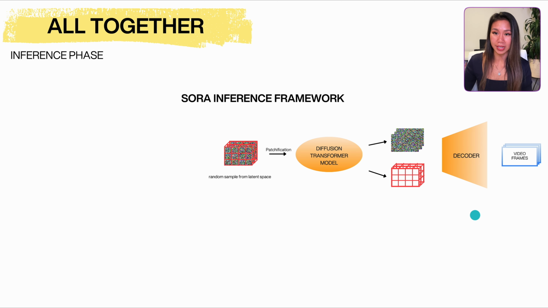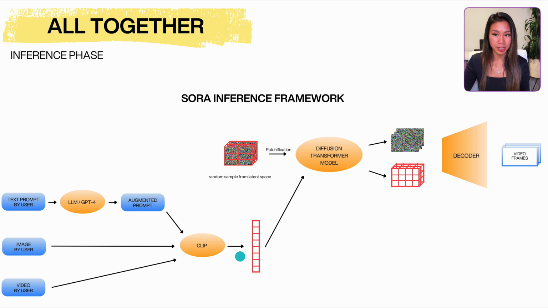Now for the inference phase, you keep just 2 of the models, the diffusion transformer model and the decoder. From there, you append onto it the conditioning using the user's text prompt, image prompt, video prompt, what have you. Any combination of these will then produce a latent representation of the prompt that will be fed into the diffusion transformer model, along with a latent representation of a video that is randomly sampled from the latent space.